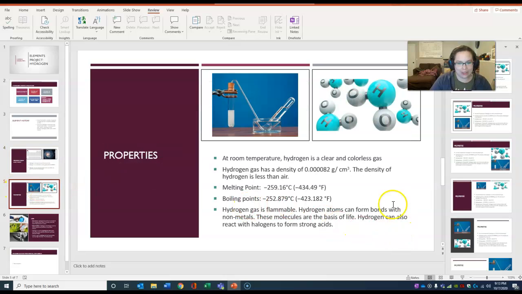So I looked up the properties, so I figured out what the state is, whether it's a liquid, solid, or a gas, and a description of it. I found the density, melting point, boiling point, and then some things that it commonly reacts with. So I mentioned that hydrogen gas is flammable and that it forms bonds with other nonmetals, and that's the basis of living organisms, and that hydrogen also reacts with the halogens to form acids.